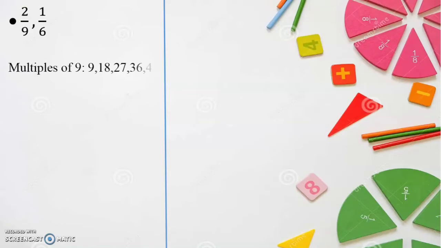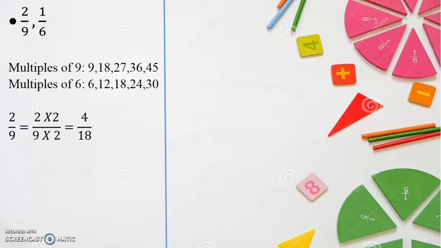So multiples of 9 are 9, 18, 27, 36, 45, while the multiples of 6 are 6, 12, 18, 24, 30, and so on. Now in this, we can observe that 9 2s are 18, and 6 3s are 18. So we have this common multiple 18. So when you multiply 9 with 2, we get 18, and you multiply 6 with 3, we get 18. So what are we going to do in the next step?